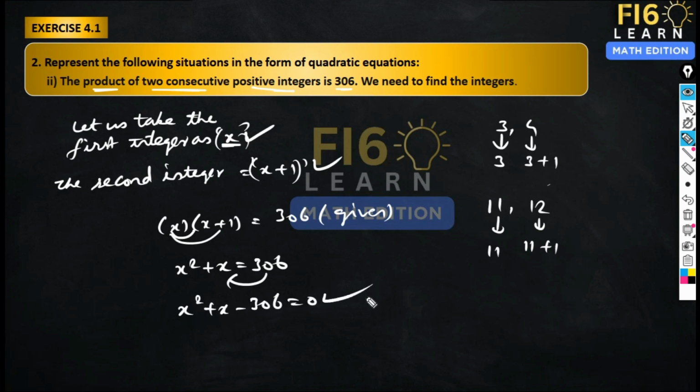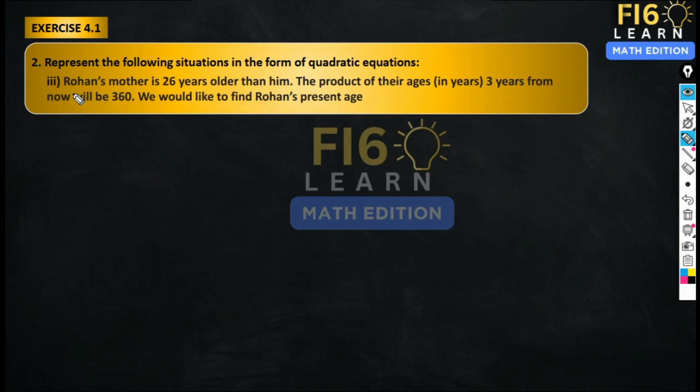This is a required quadratic equation. Okay, Rohan's mother is 26 years older than him. Here we have two people, the first one is Rohan and the second one is his mother. Rohan's age we can assume is x. And mother's age is 26 years older than him, so if you add 26 to Rohan's age, you will get his mother's age.